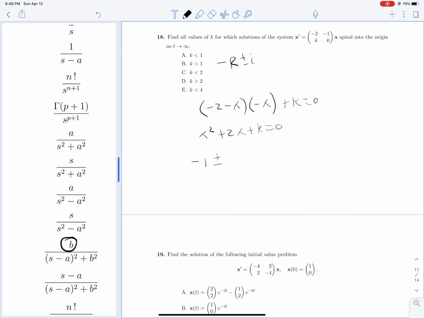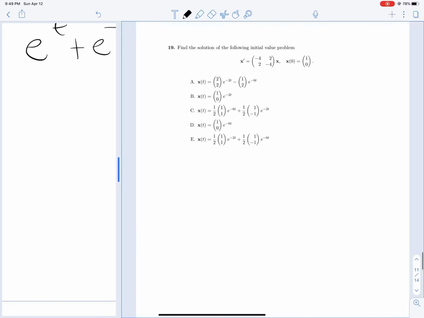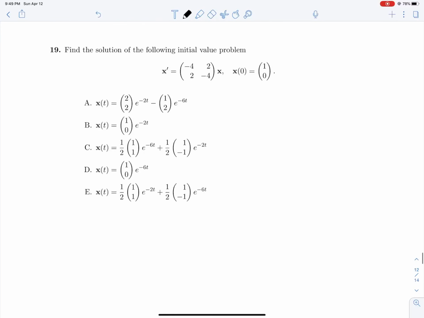That's our towards the origin part of spiraling towards the origin, plus or minus the square root of b squared, so 4 minus 4k, all over 2. And this thing is imaginary whenever k is greater than 1. If k is greater than 1, we'll get a negative sign under that square root. So 18 should be B. And I think I can put these away finally.